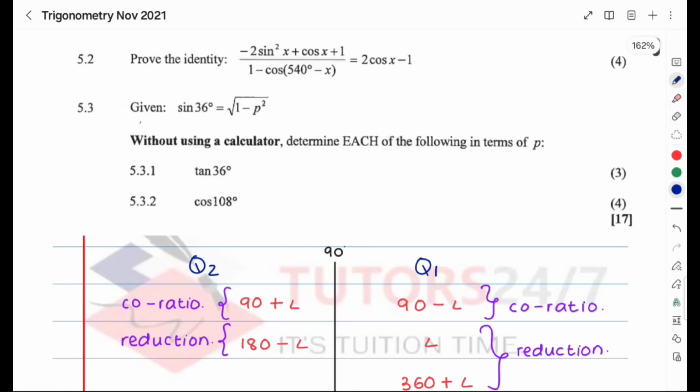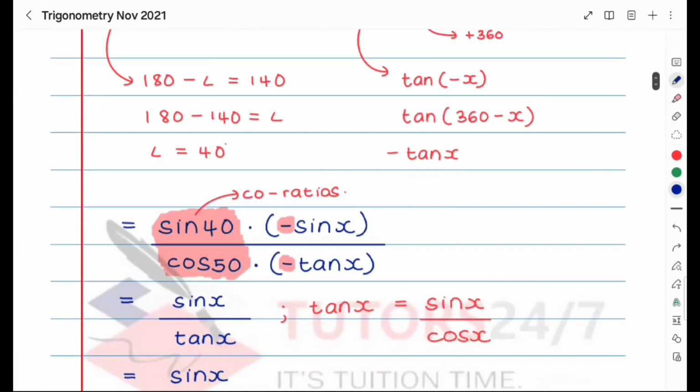Now, question 5.2 states, prove the identity. So we need to prove that the left-hand side is equal to the right-hand side. So we are going to start on the left and simplify it as far as possible till we get the right-hand side. So this is question 5.2.